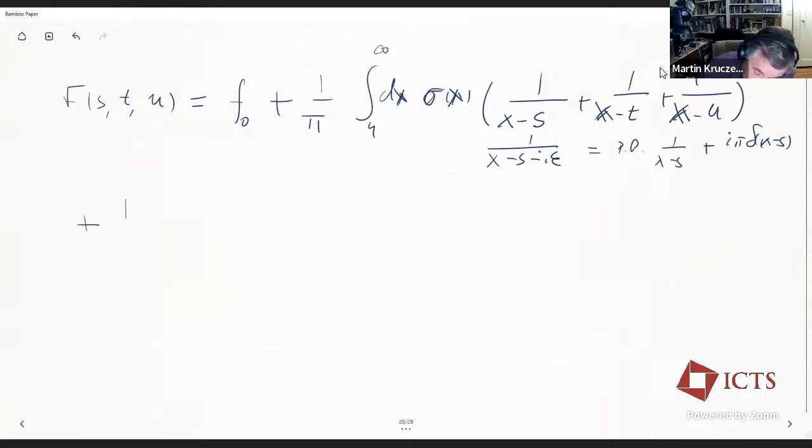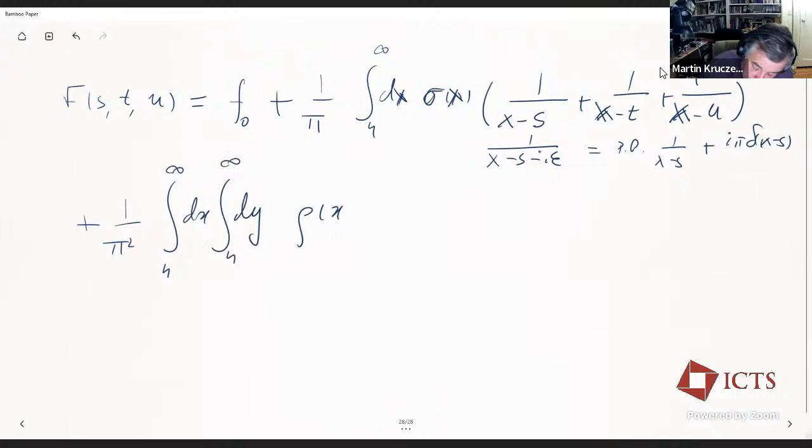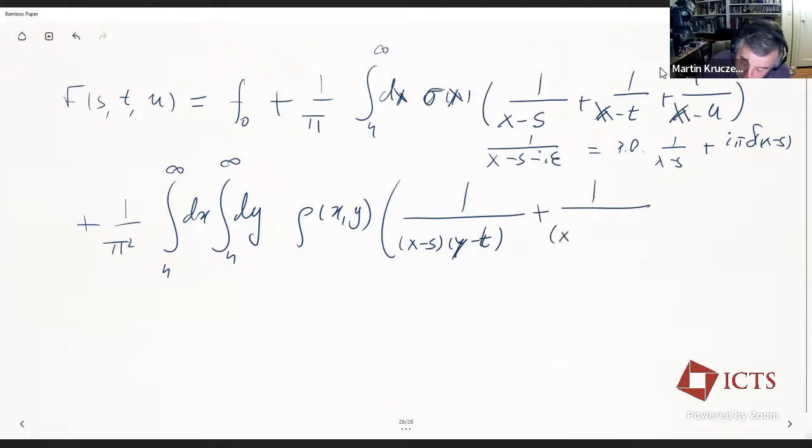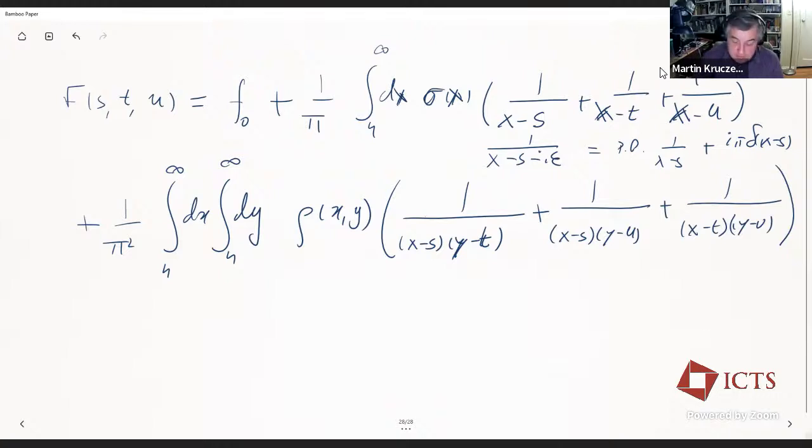And then I have a double spectral density, which also has to have cuts from 4 to infinity. So this is rho of x, y. Then I have here a 1 over x minus s, y minus t. So this term has a cut for s bigger than 4, t bigger than 4. And then I have 1 over x minus s, y minus u plus 1 over x minus t, y minus u. And if I have isospin, we need to consider an isoscalar, symmetric, antisymmetric. So I have 3 such functions, so we have more spectral densities. And so this is the Mandelstam representation.